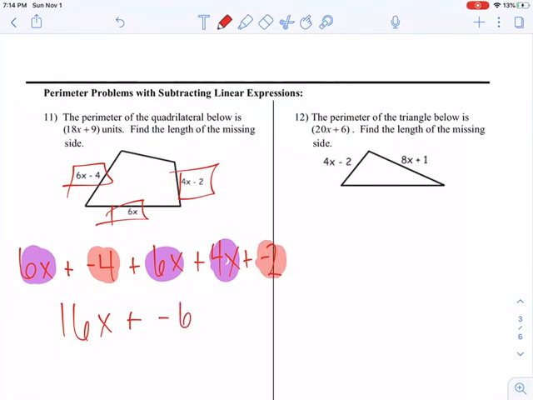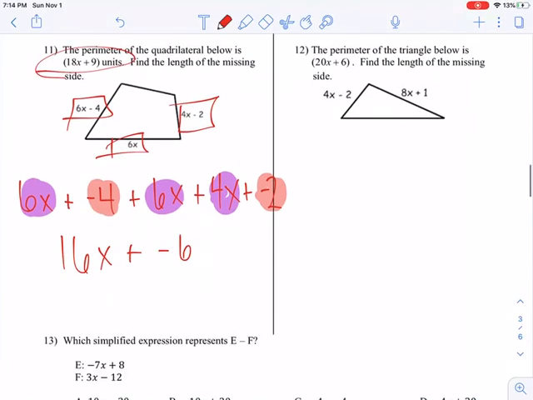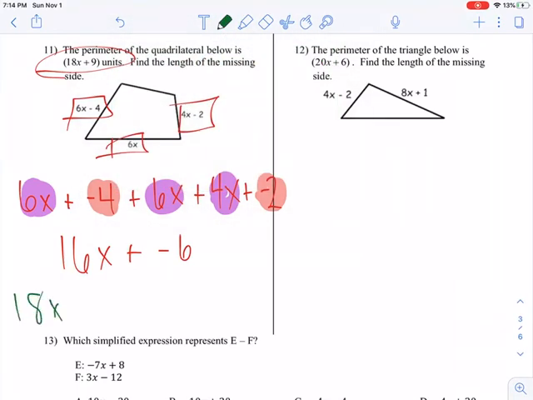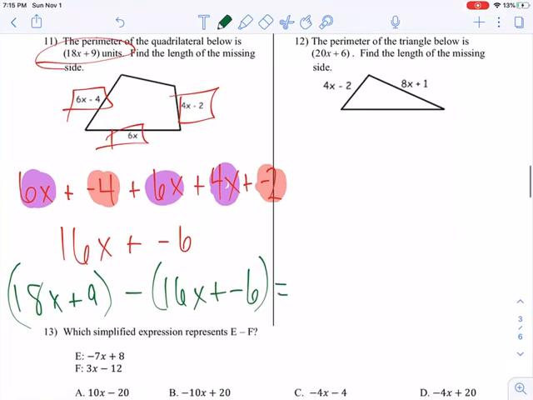Now they wanted to know what the missing length was, and the whole thing was 18x plus 9. So we're going to subtract those. So let me do that in different colors. So we have 18x plus 9, and we're subtracting 16x plus negative 6. Okay, so when we do that, we're going to keep the 18x plus 9. The middle subtraction becomes addition. Everything in the second group there is going to become its opposite. So we have a negative 16x and now a positive 6.